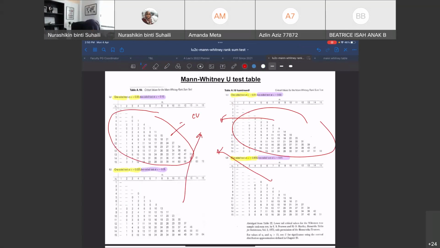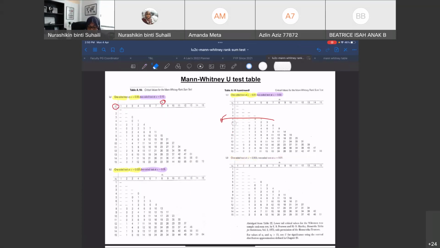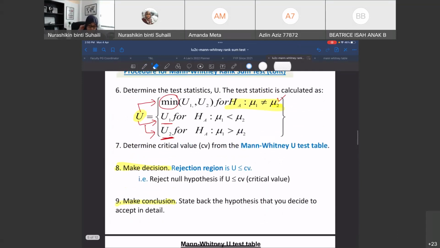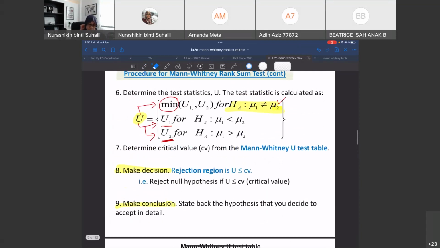So another thing that you have to know when you use this table is N1 and N2, because that will determine your column and your rows over here. Okay. Right. So that's how you find the CV, the critical value from the Mann Whitney test table. So that is the 7th step: determine the critical value from the table.